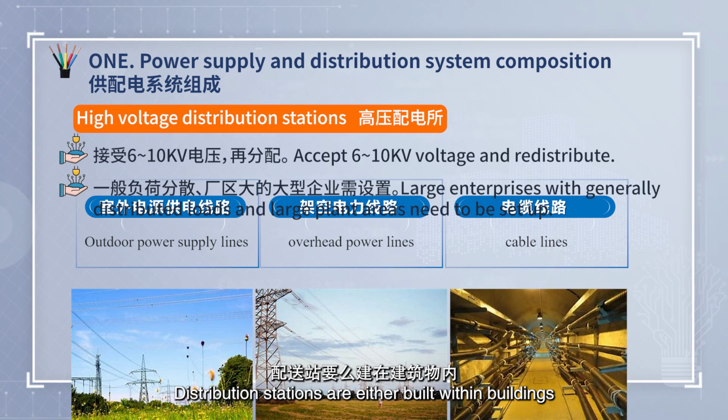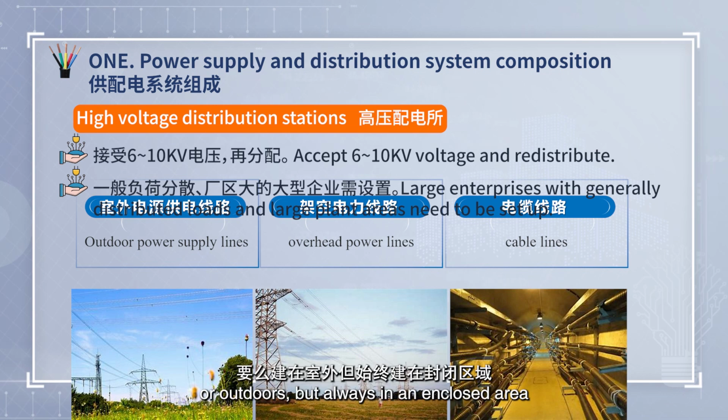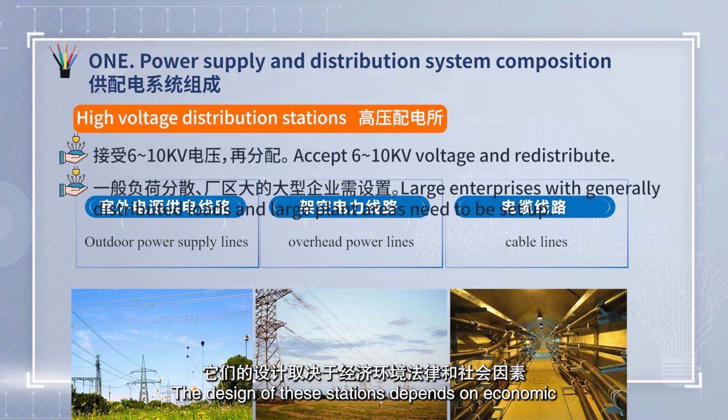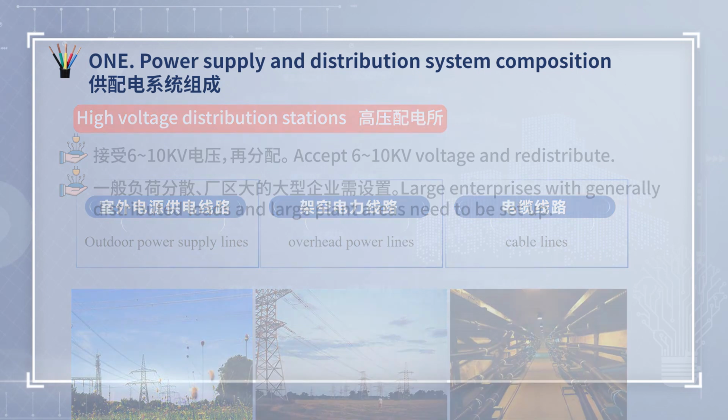Distribution stations are either built within buildings or outdoors, but always in an enclosed area. The design of these stations depends on economic, environmental, legal, and social factors.